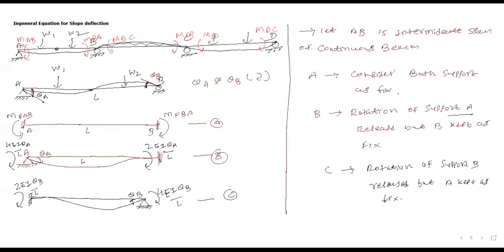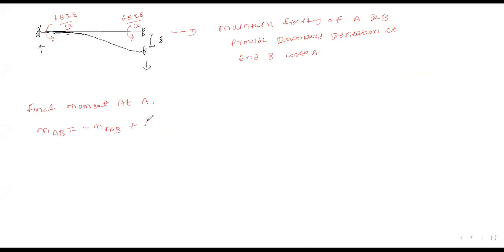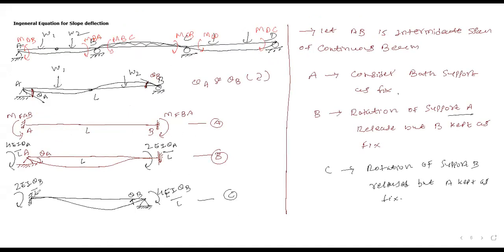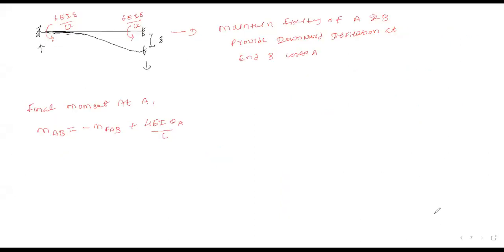For stage number B, clockwise 4EI theta A by L. That's the reason, plus 4EI theta A divided by L. Case number C, clockwise 2EI theta B by L. Add it, plus 2EI theta B by L. And here case number D, this is A, this is B. Anti-clockwise 6EI delta by L square, so minus 6EI delta by L square. Is it clear or not? Please confirm in the chat box, students.